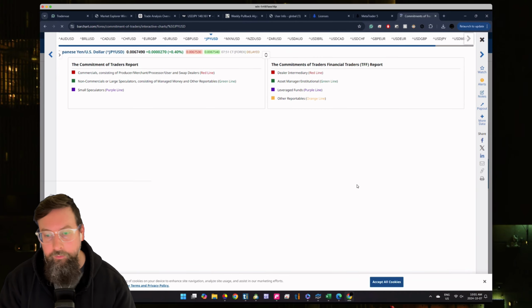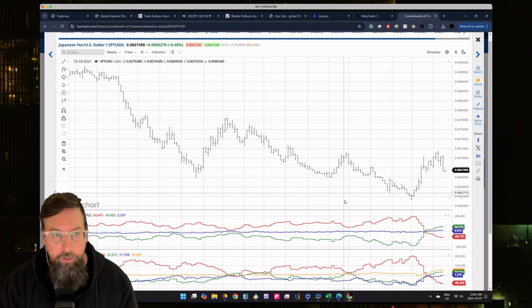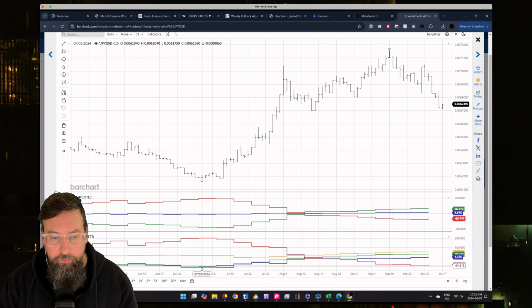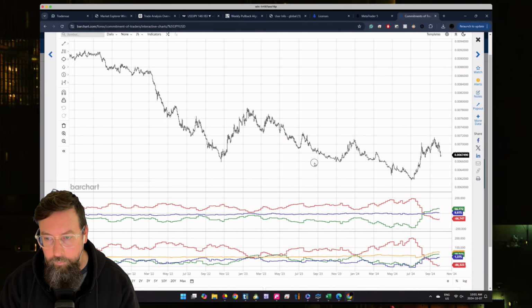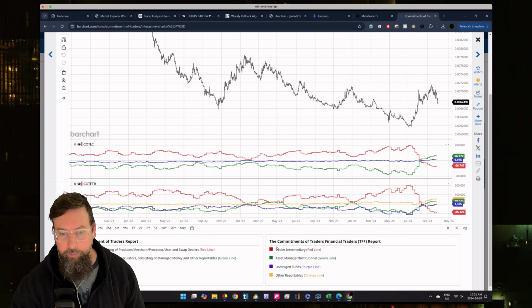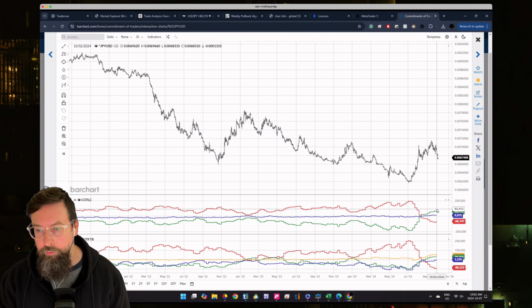So each week this commitment of traders report comes out. And this essentially shows us, let's go into a daily chart here, where the buyers and where the sellers are in any different securities. You have to do this in the futures contract, but it'll be the same obviously with Forex. What this tells us is where these people exist. So the red line is dealers, the purple line is small speculators, and the green line is large speculators. So we're seeing that large speculators are starting to short the yen again.